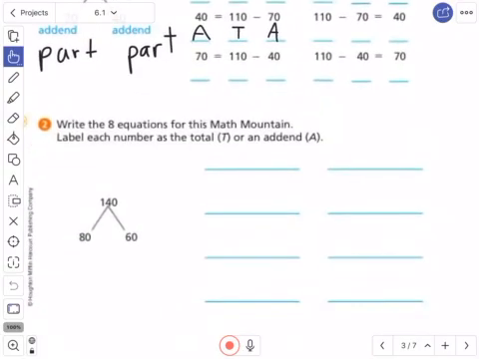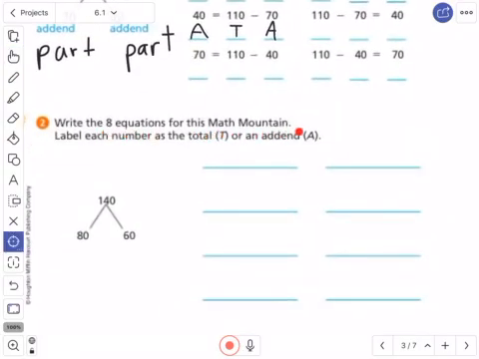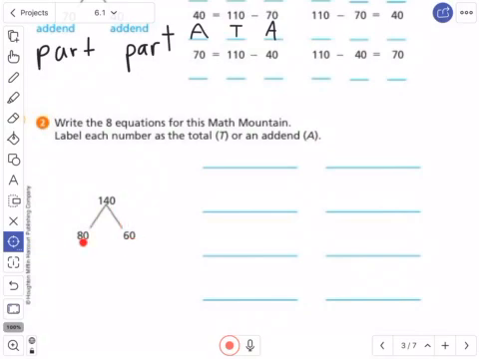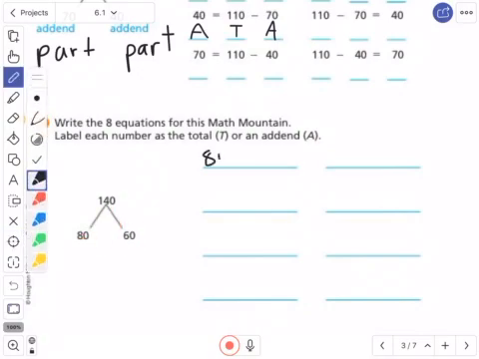Then, down below for number 2, write the 8 equations for this math mountain. Label each number as the total T or the addend A. So you're going to be basically doing the same thing again. I'll just show you how it works. So just remember this math mountain. Well, I take a look at it like 80 and 60. Well, I know that 80 plus 60 equals 140. Below it, I'll write, well, 80 is an addend, 60 is an addend, and 140 is my total. Okay, so I have to do 3 more plus, and then we'll be doing 4 minus.